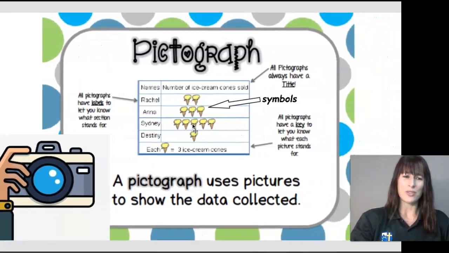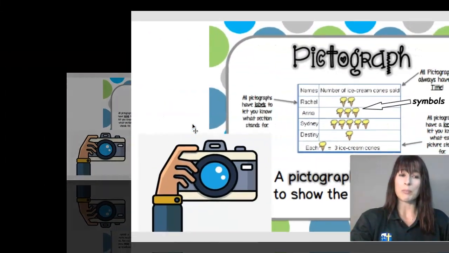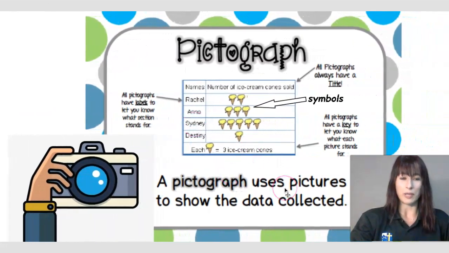Now, before we get into how this all works, I think we need to know exactly what a pictograph is made of and what it is. A pictograph uses pictures, right? We can tell just from the sound of the name. And the pictures show us the data that we collected, the information that we collected, as we can see in this pictograph.